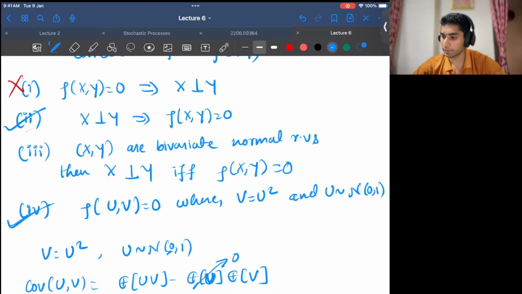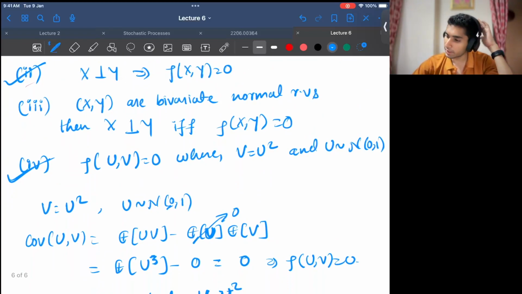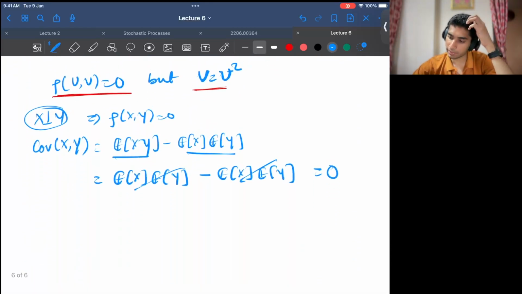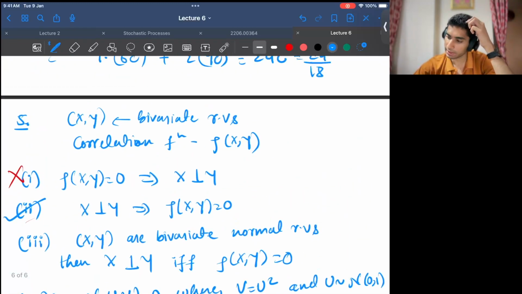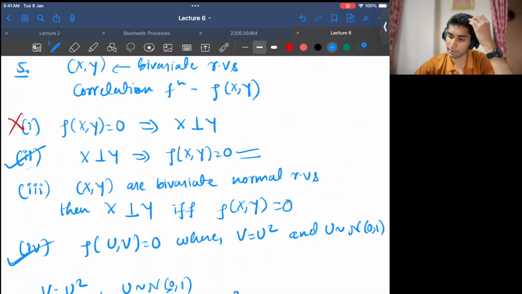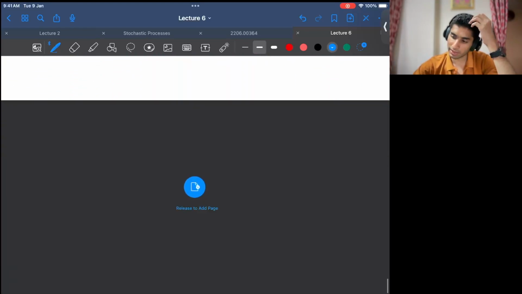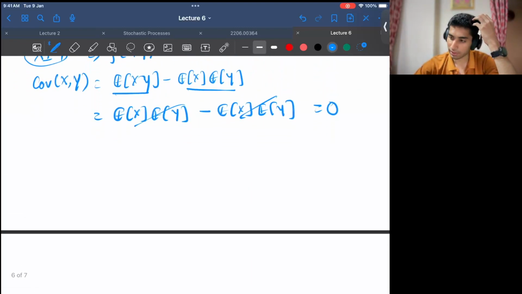What about the third statement? X, y are bivariate normal random variables, then x is independent of y only if. So basically, the first statement in general is not true. The second statement is always true, that if they are independent, then the correlation is 0. But the first statement is not always true, that if they are uncorrelated, then they are independent. The question is, is it true in the case of bivariate normal distributions? So the answer to this is actually yes.